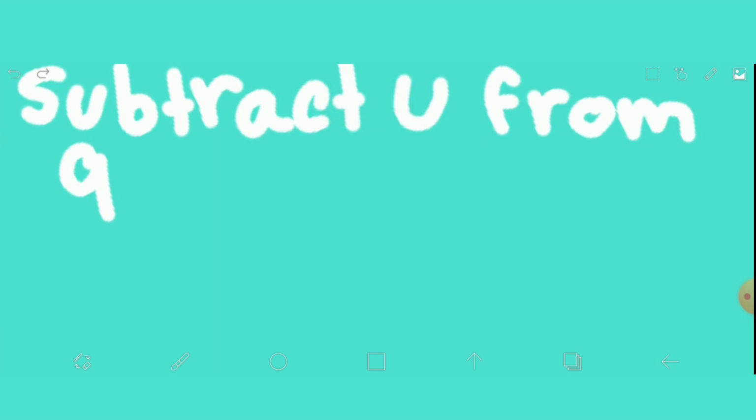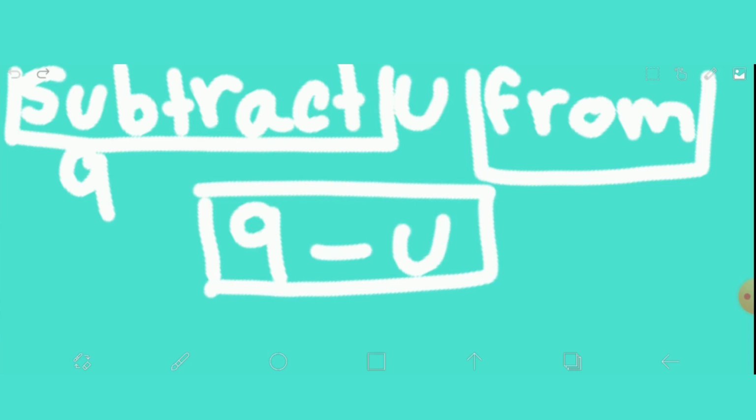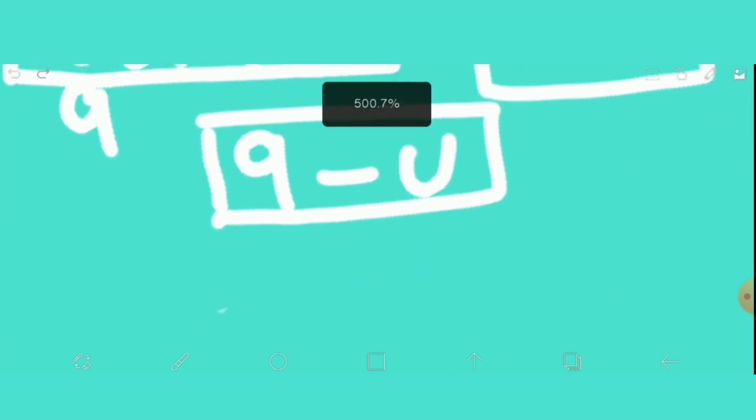Okay, so subtract. That's one main key term. U from 9. That's also another key term. As I said in the beginning, "from" makes you pick which way you have to put it. So is it 9 first or is it u first? We know it's minus. So is it u or 9? So it says u from 9. So when you take from, it would always be 9 minus u. So this would be the answer. Let's do 2 more questions.